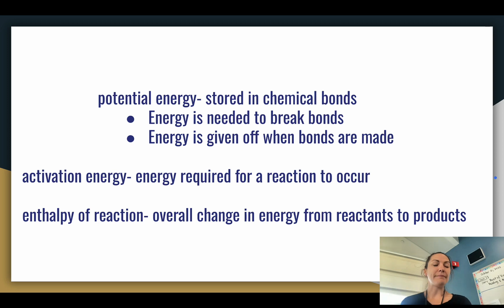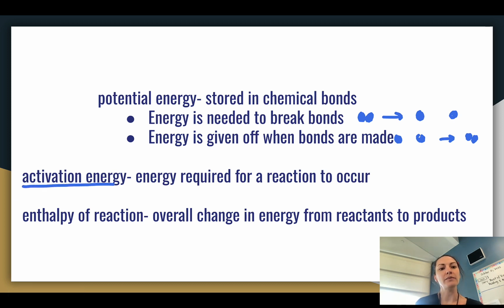So let's talk about this in terms of some terms, and we're going to apply this to some graphing. So our potential energy is that energy stored in bonds, and it's energy needed to break the bonds. Energy is given off when bonds are made. Again, we're going from a higher potential energy system to a lower potential energy system when they're bonded together, okay, versus going from a low potential energy system to a higher potential energy system, okay?